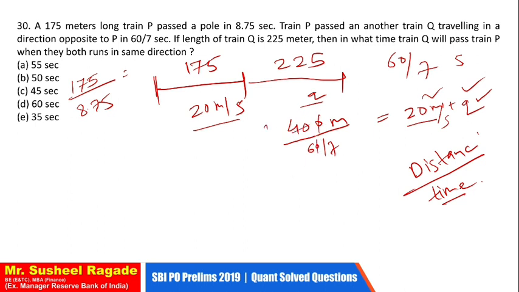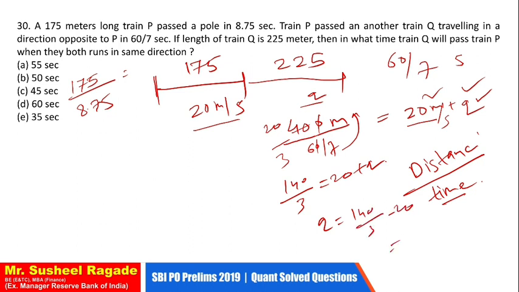is equal to 700, this is 20, this is 3. So we can write 7 in the numerator, so 140 by 3 is equal to 20 plus Q. So Q is equal to 140 by 3 minus 20, so it's 80 by 3. Now we have got the value of the speed of train Q.